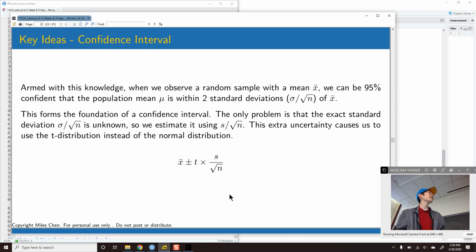The only problem is that the exact standard deviation, sigma over the square root of n, is unknown. So what do we do? We replace sigma with s. We just estimate what the standard deviation is using the standard deviation of our sample. But when you switch, that introduces extra uncertainty. And so instead of the normal distribution, you use the t distribution, right? Is that all right? Okay.